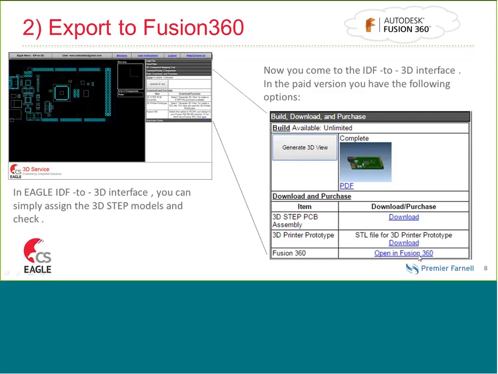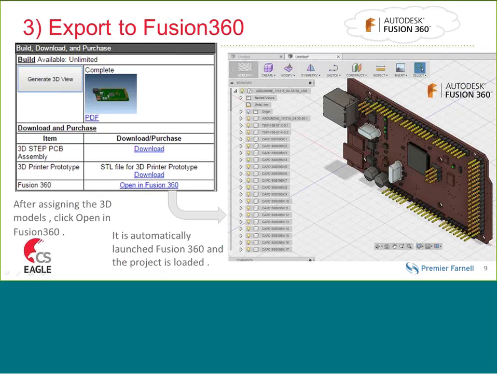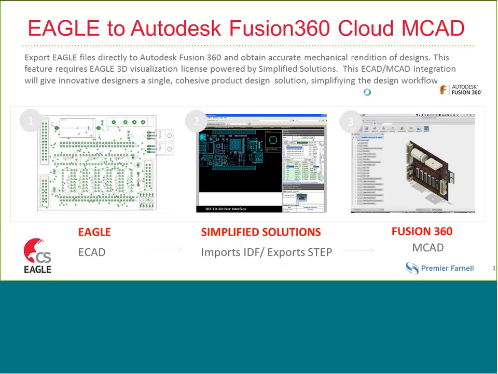If you click on Open Fusion 360, and you have Fusion 360 already installed on your system, it's going to open up your Fusion 360 session and automatically load the board in Fusion 360. Okay? As you noticed, it's basically a three-step process. Number one, we started with Eagle. We went to our cloud-based interface so we could do the 3D mapping, and then we exported our file directly to Fusion 360. Okay? If you have any questions about this, make sure you contact us at support@catsoftusa.com.